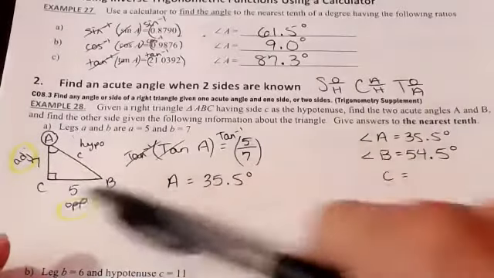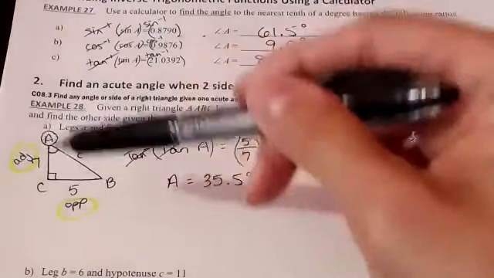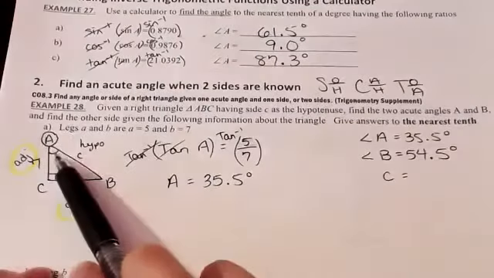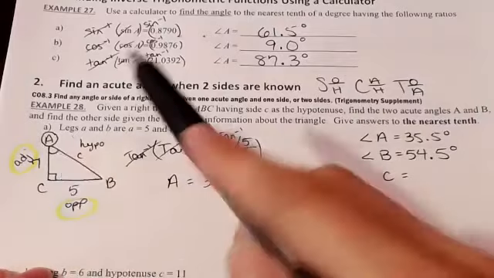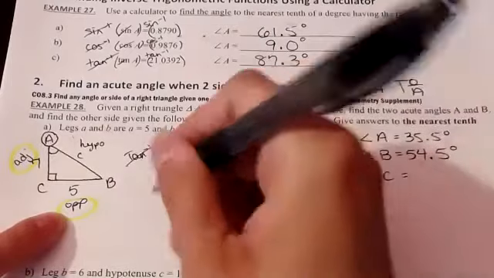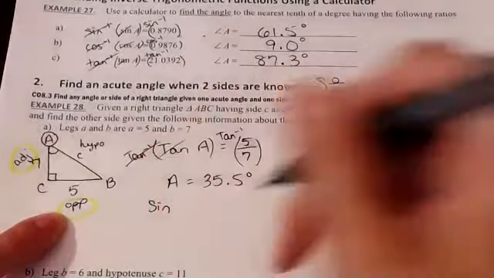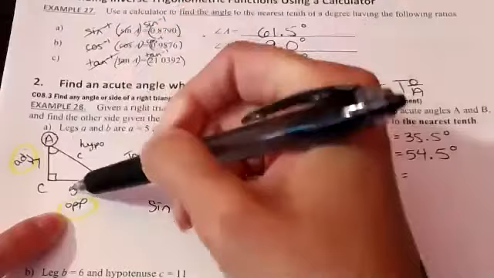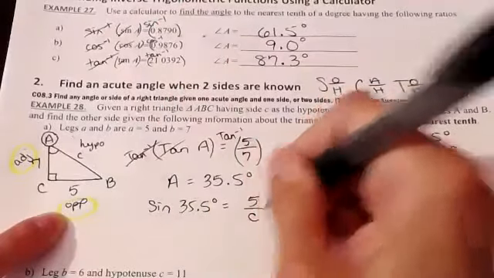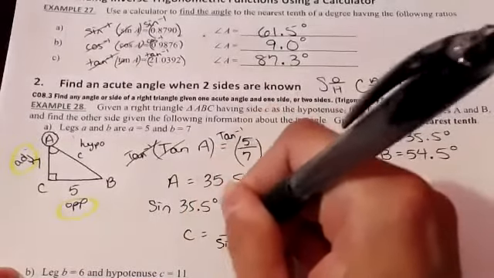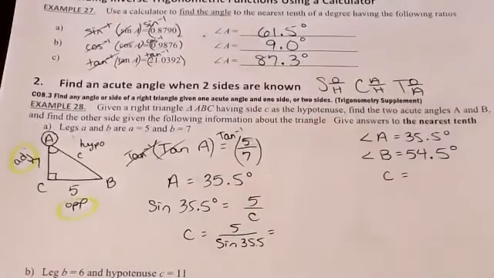We can do this by using the Pythagorean theorem, 7 squared plus 5 squared equals c squared, and then solving. Or I could use a trig ratio. I know that angle A is 35.5 degrees. So if I wanted to, I can look at opposite and hypotenuse. Let's solve using our trig ratio. Sine of 35.5 is equal to opposite over hypotenuse. That's 5/c. Switch these two, and that will give us the measure of side C.